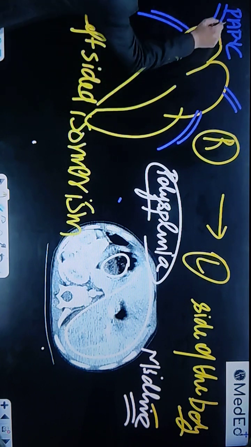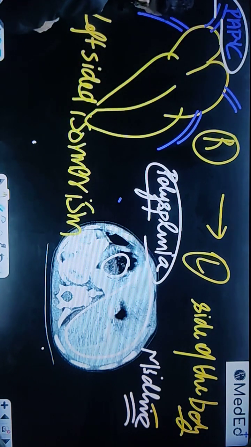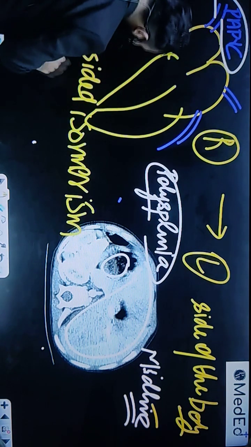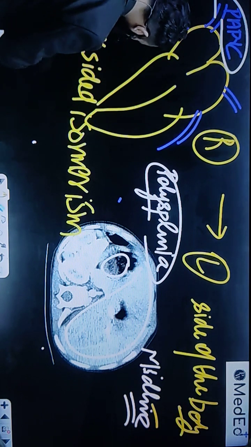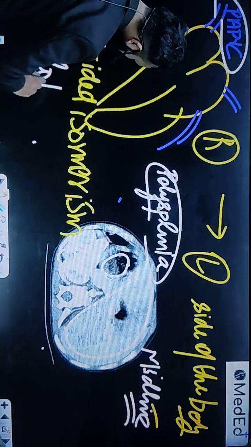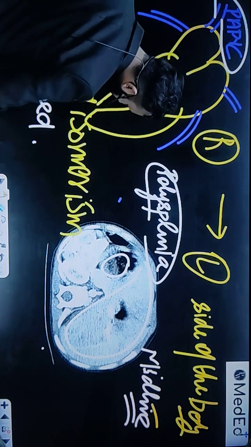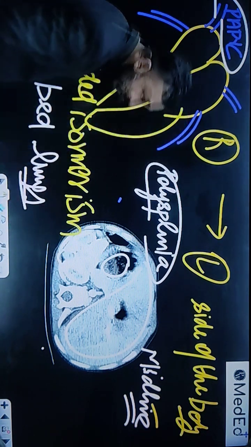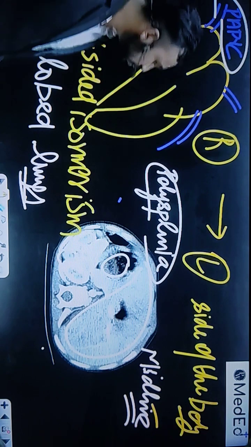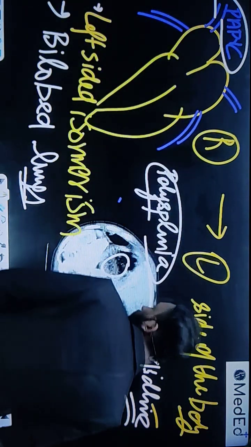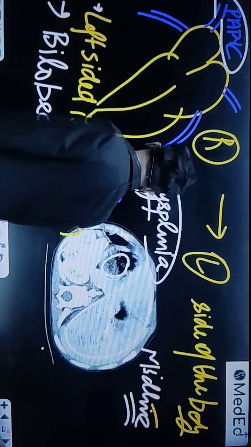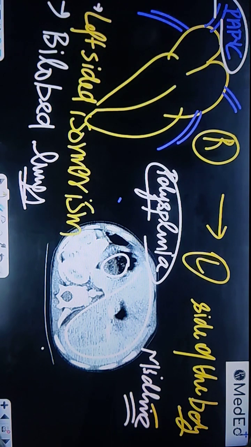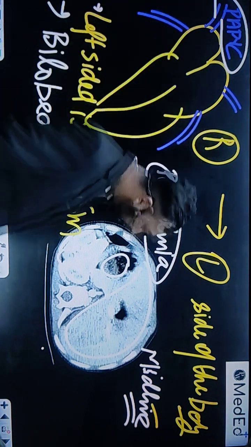You can see PAPVC. What else? On the left side, there are two lobes of the lung. So in left-sided isomerism, you will also see bilobed lungs. Even on the right side, you will see two lobes of the lung. So left-sided isomerism: PAPVC, bilobed lungs, polysplenia, and the liver is in the midline.